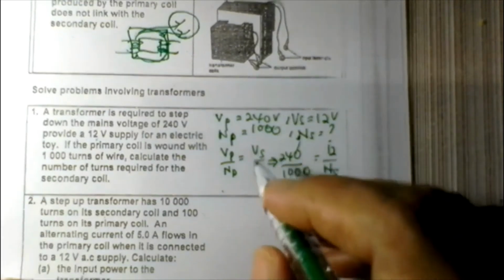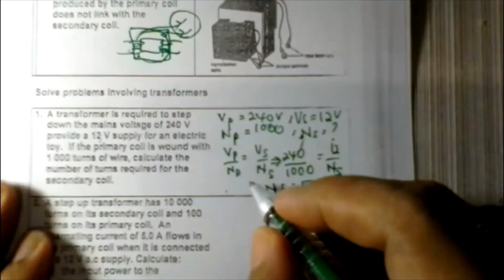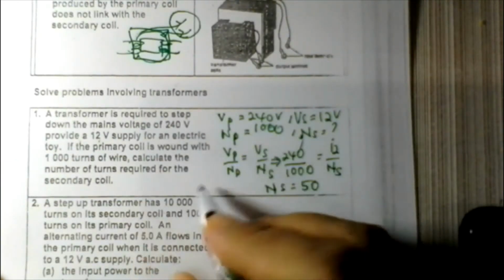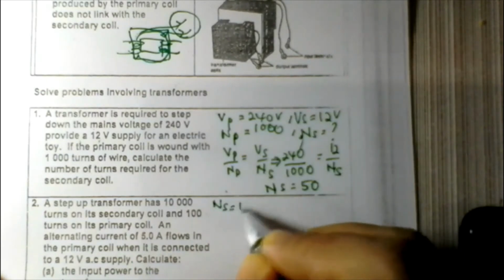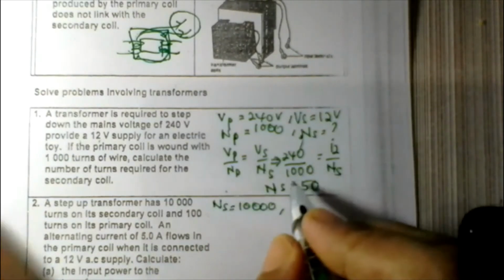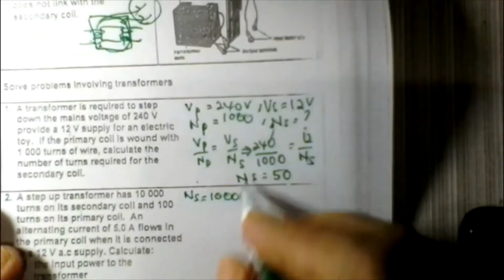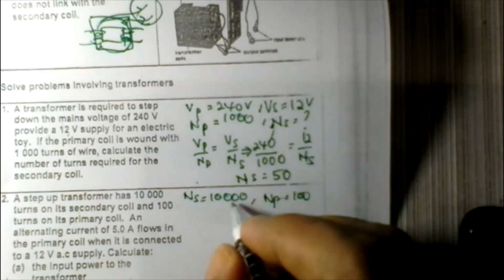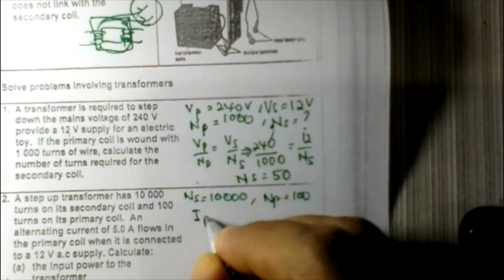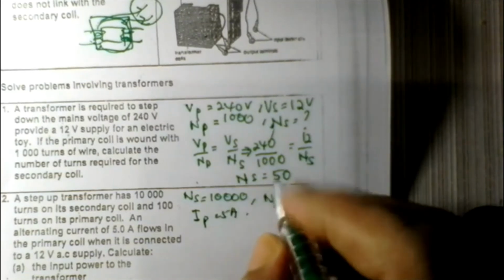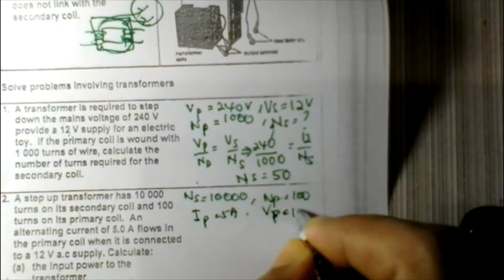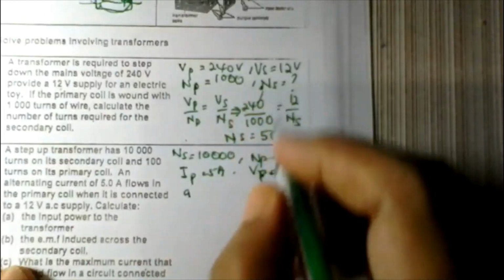Okay, number 2. A step-up transformer has 10,000 turns on its secondary coil. So NS is 10,000. You will have NP 100. You have the primary current, IP, which is 5 ampere. VP is 12. Okay, now part A, the input power to the transformer.